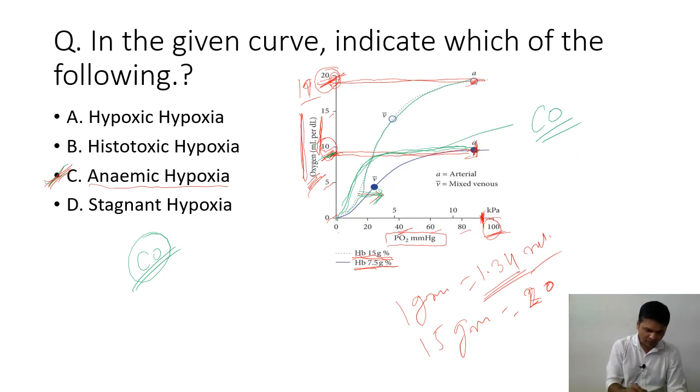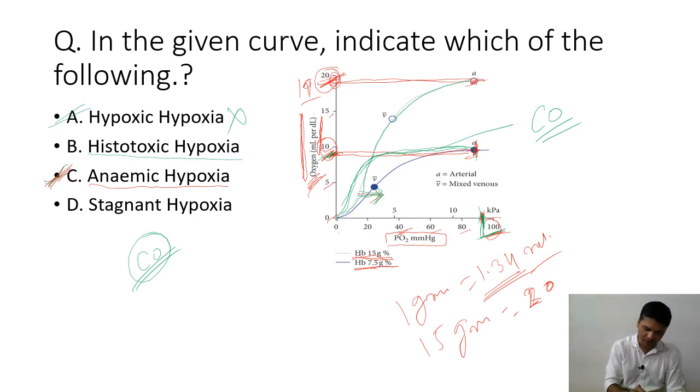Then let's talk about the other hypoxias. Hypoxic hypoxia, one option was there. This is not the right answer, because in hypoxic hypoxia the partial pressure of oxygen will reduce. The partial pressure of oxygen here is showing around 100 or 95. So this is not the answer.